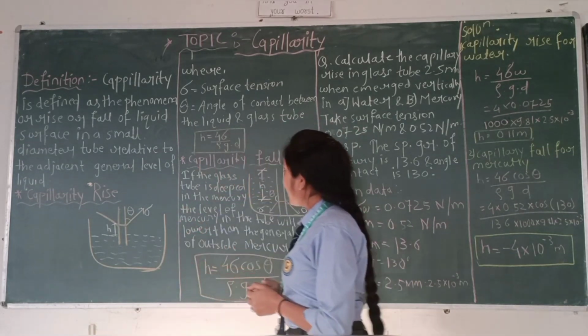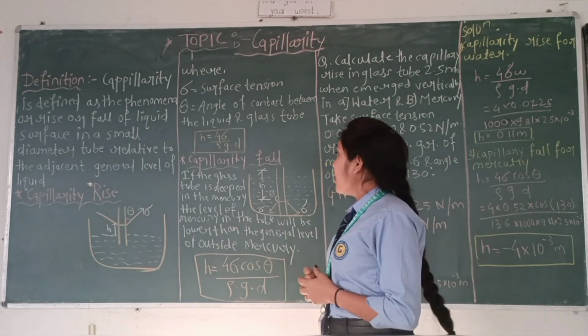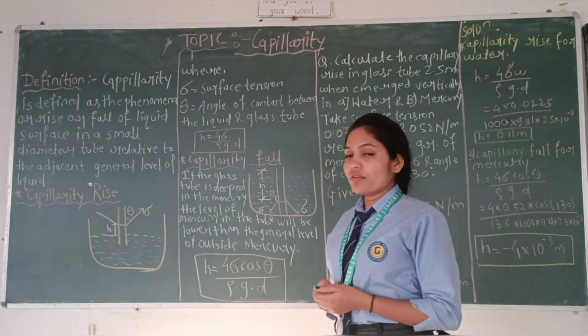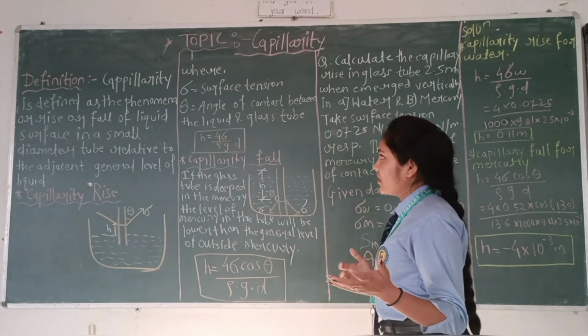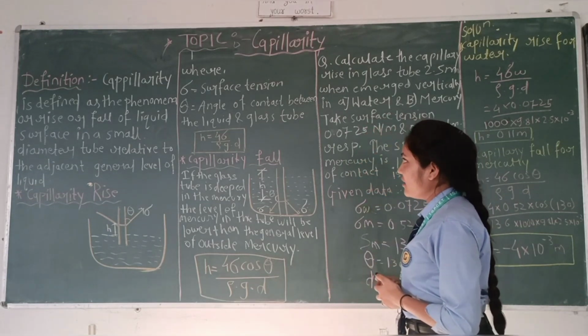Capillarity rise. The formula is h = 4 sigma cos theta / (rho g d). Sigma is the surface tension, and theta is the angle of contact between the liquid and the glass tube.